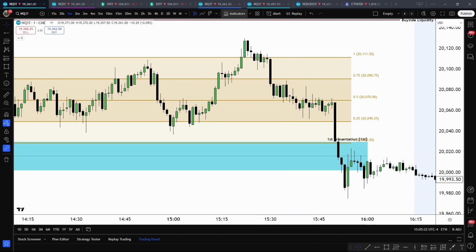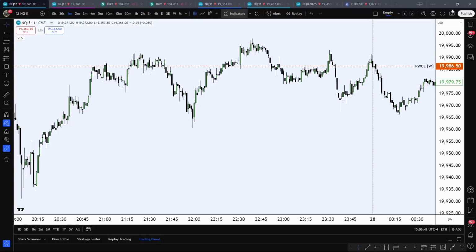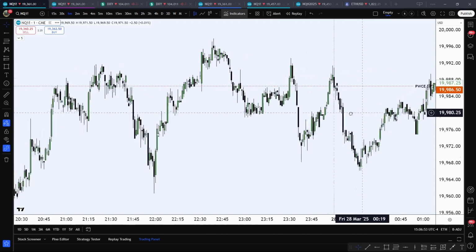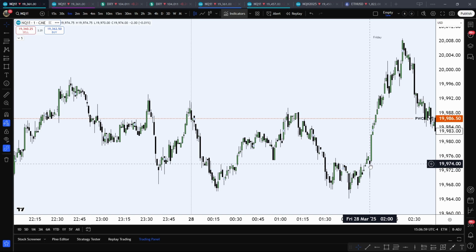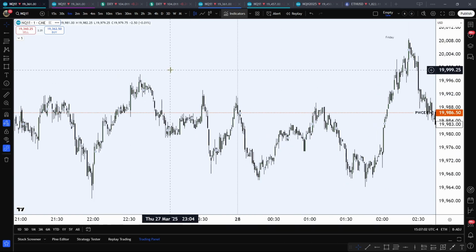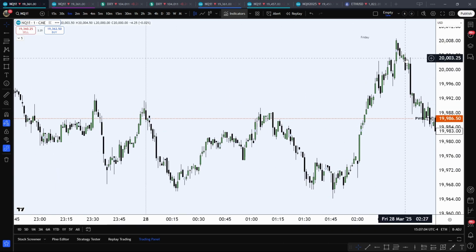But last is best, right? Let's go to Friday's price action. On Friday, during London session, Asia left these high suspect relative equal highs. We hovered around the premium wick, consequent encroachment on the weekly chart. Manipulation starting at 2 a.m. Taking the relative equal highs over here.